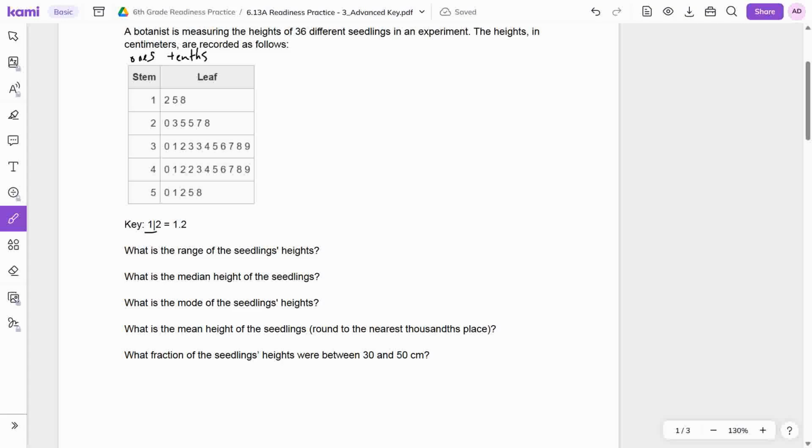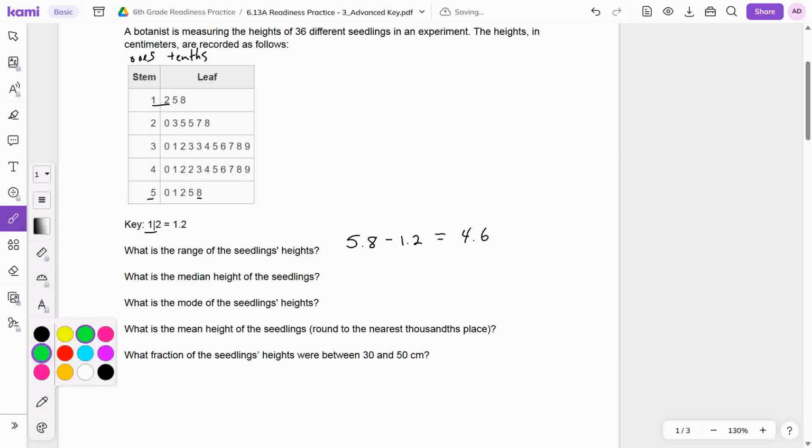All right, so we need to answer several questions. Range, well, that is the difference between the lowest number, so that's going to be a 1.2, and the highest number, so that's a 5, and then all the way over here is that 8. So 5.8, 5 and 8 tenths, so it's going to get us 4 and 6 tenths. It's going to be our range.